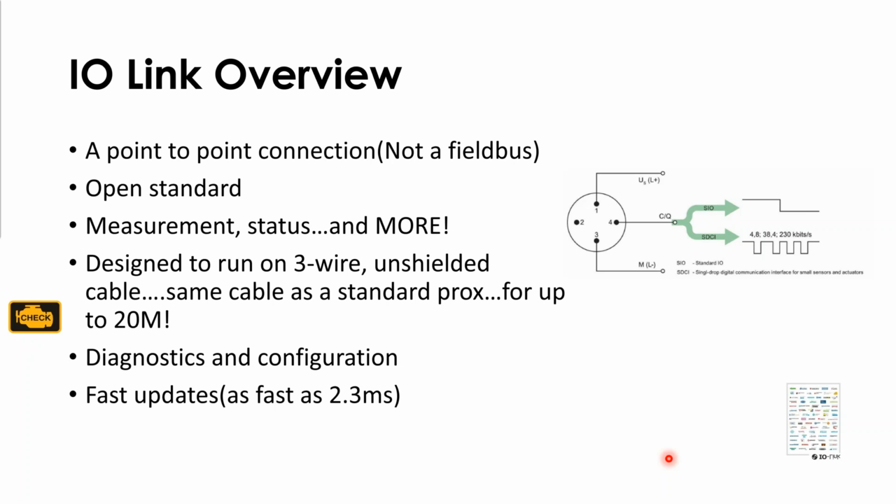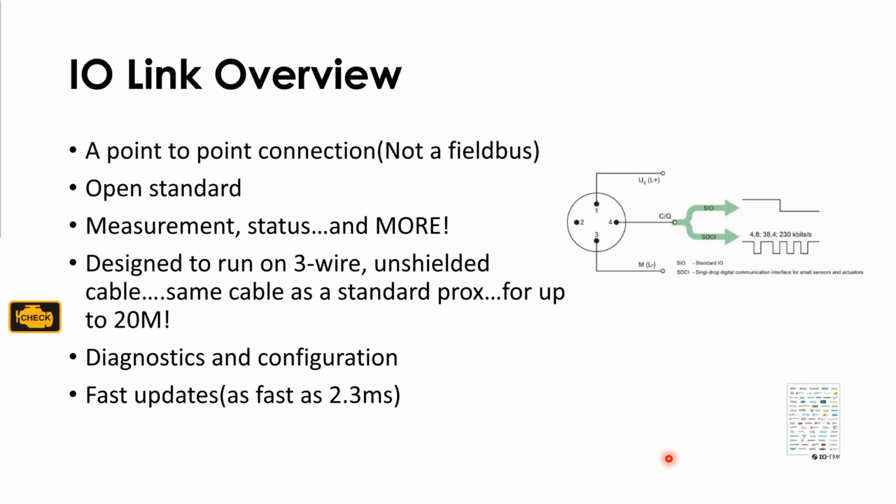I/O link is designed to run on a 3-wire unshielded cable, the same kind you've been using on your PNP proximity sensors for years, and you can run that up to 20 meters. So each one of these ports on this block on the left-hand side can have a 20-meter cable that's going to land at an I/O link device with that 3-wire unshielded cable.